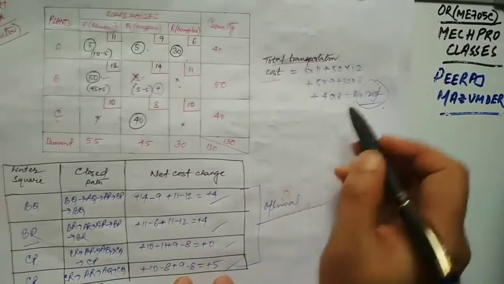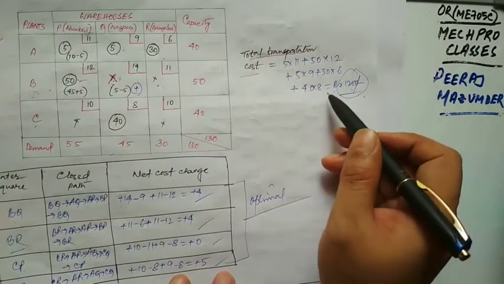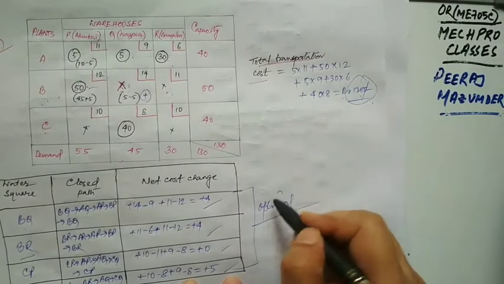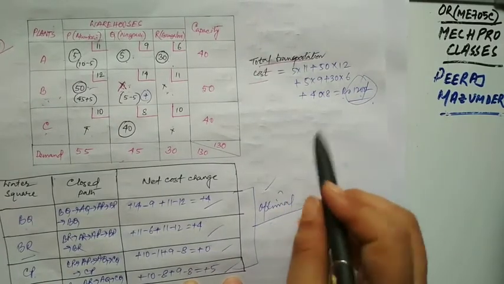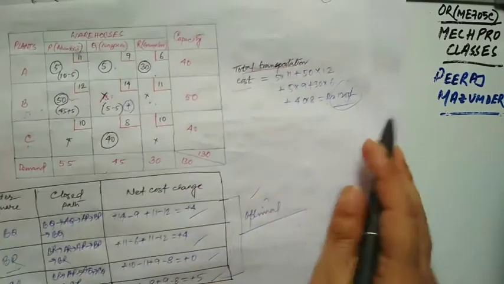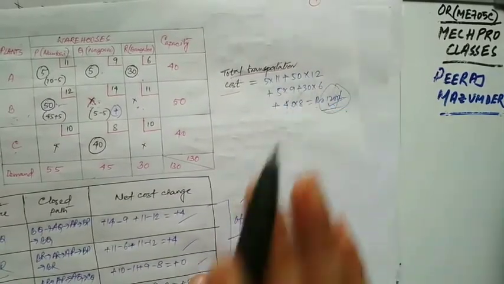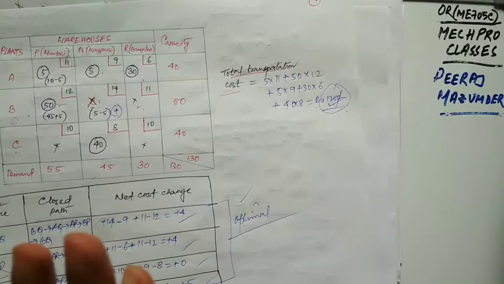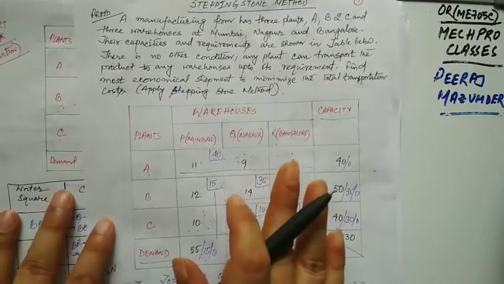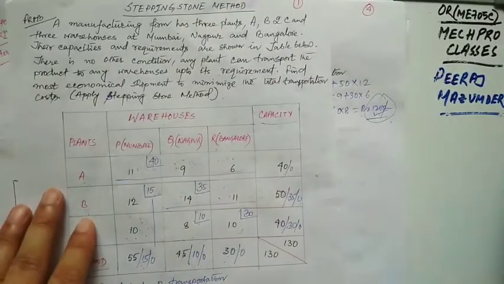From this observation you can say the net cost change of all water squares is positive. Hence the optimal solution is obtained with the total transportation cost of rupees 1200. So the total optimal cost for this matrix is rupees 1200 only.